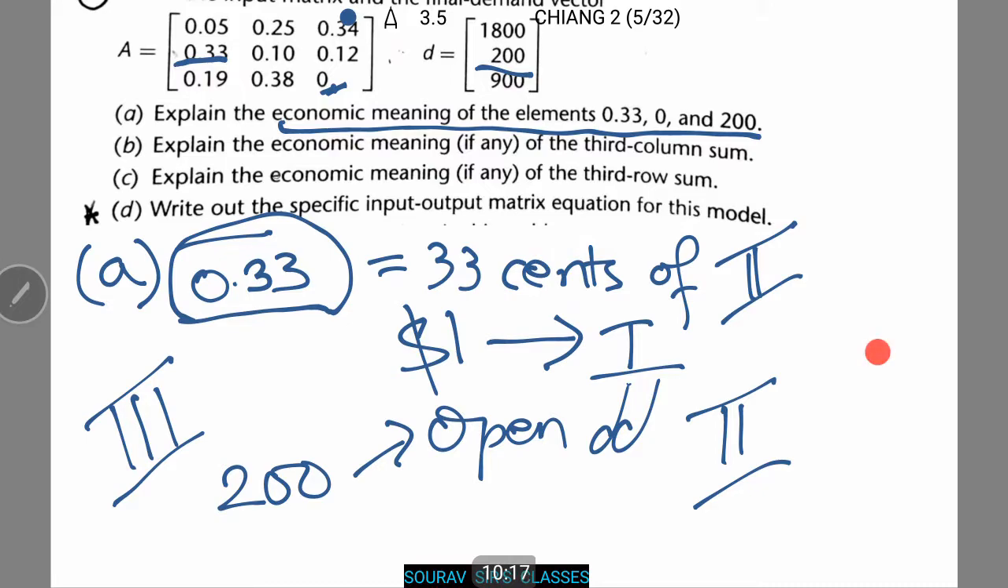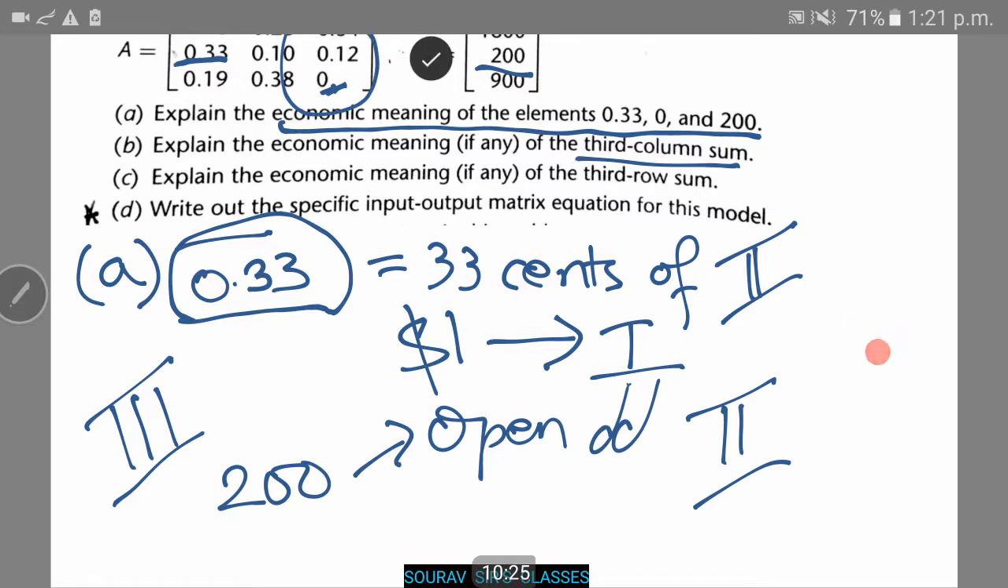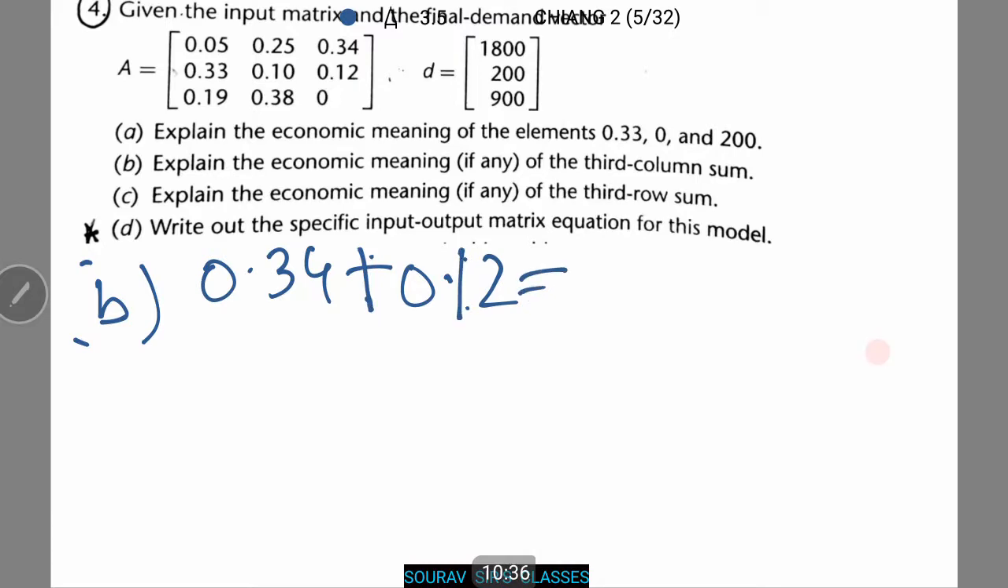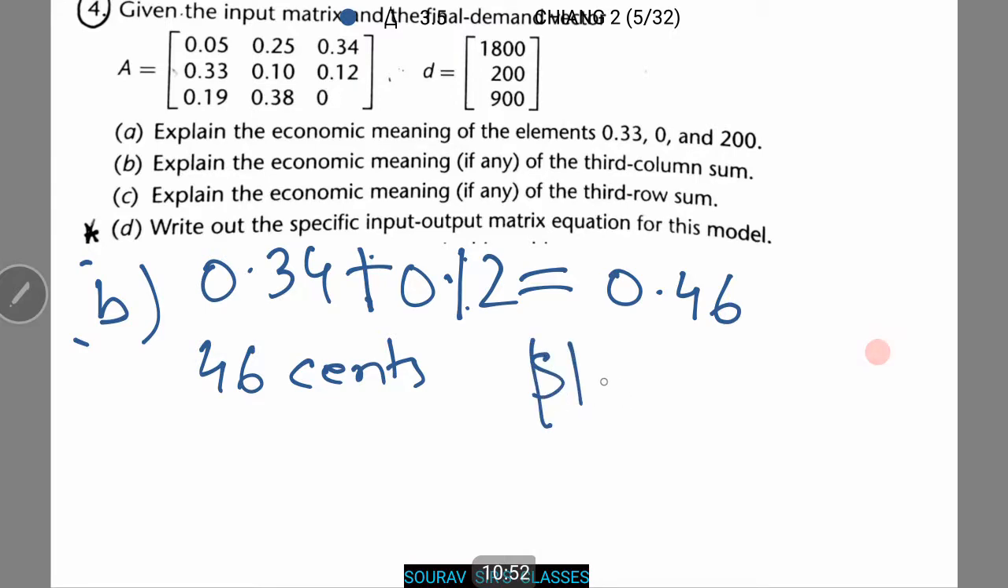Next we'll be doing the economic meaning of the third column sum, which is this one. The third column sum is 0.34 plus 0.12, which equals 0.46. The meaning of this is 46 cents of non-primary inputs are used in producing $1 worth of commodity 3.